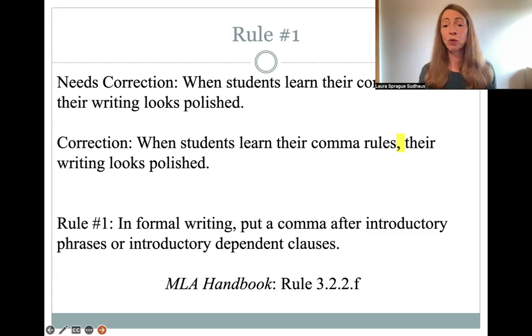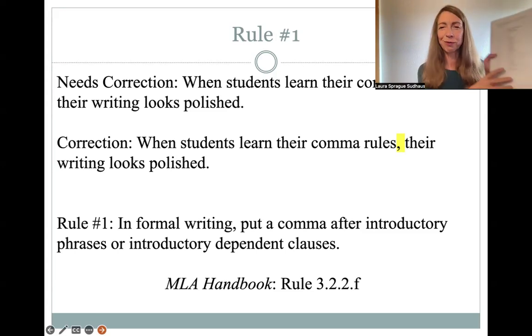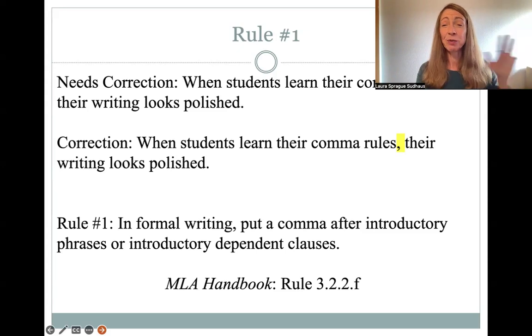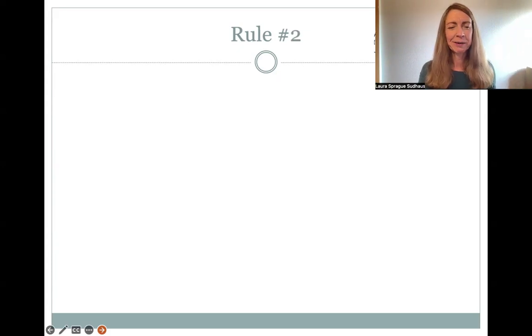I just want you to know which rule that is that's in your reader. So if you want to highlight it, you can do that. 322F. I'm telling you really the 5 most important rules.